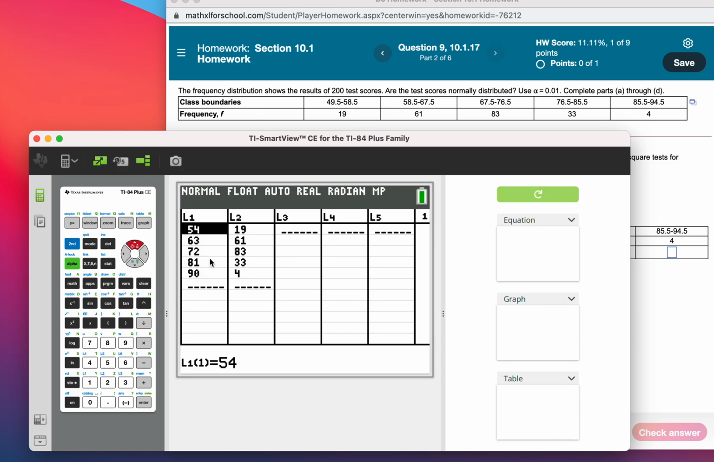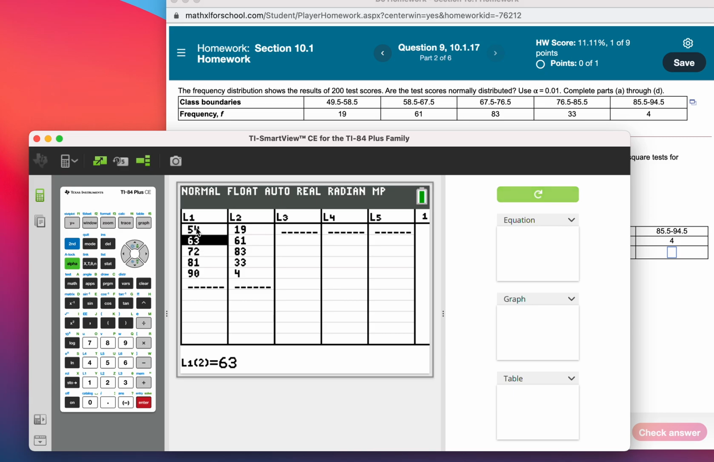Question students get is, how do you get 54? Well, that's going to be 49.5. It's the midpoint of each of these. So what I did is 49.5 plus 58.5, and then I divided that by 2. That's how you find the midpoint. Okay, so that's 54. And then I did that for all of these, and it turns out they were just going up by 9. So if you remember, what do we call it? Anyways, they're going up by 9s for each of these. The class width, there it is, the class width.